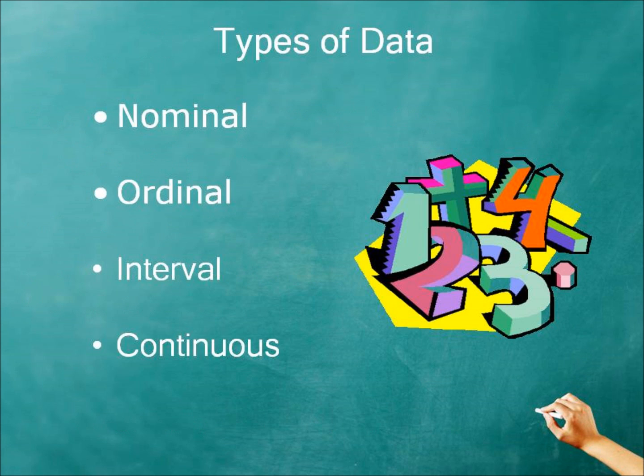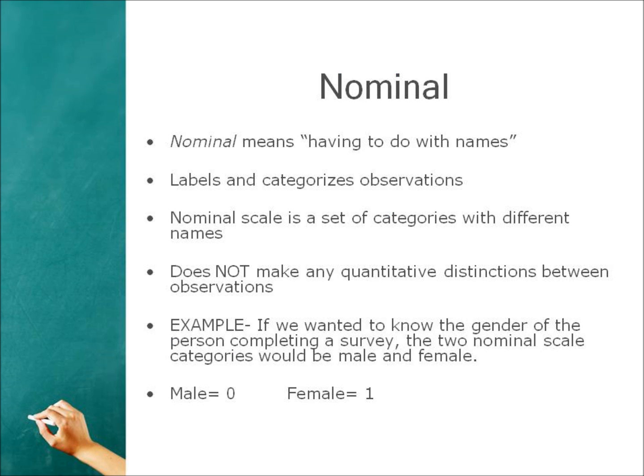Lastly, we will describe the four types of data used in statistical testing. These include nominal, ordinal, interval, and continuous. Nominal data means having to do with names. It labels and categorizes observations. A nominal scale is a set of categories, each with a different name. Nominal data does not make any quantitative distinctions between observations. An example of nominal data would be if we wanted to know the gender of the person completing the survey. The two nominal scale categories would be male and female.